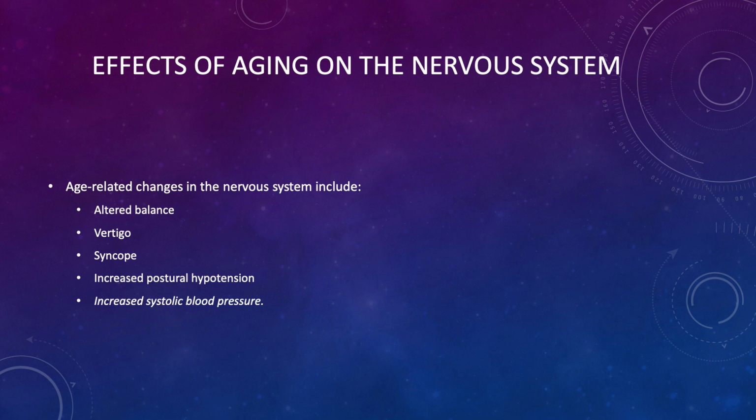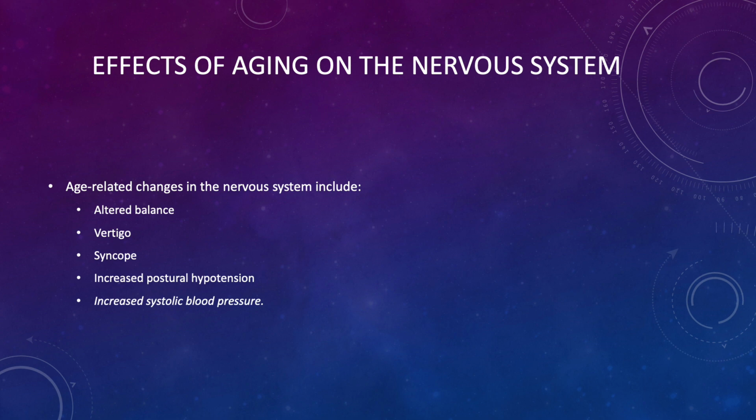So we're dealing with effects of aging on the nervous system. We're going to have age-related changes to the nervous system. There's a ton of them. There's probably 30 of them if I'm honest. But the ones I want you to know about are the most important ones, which is altered balance. This is usually a result of cranial nerve 8, the vestibulocochlear nerve.